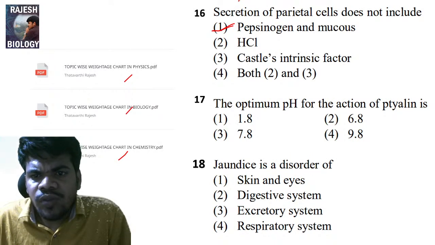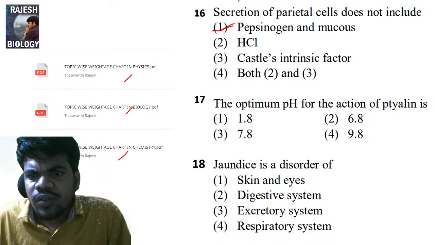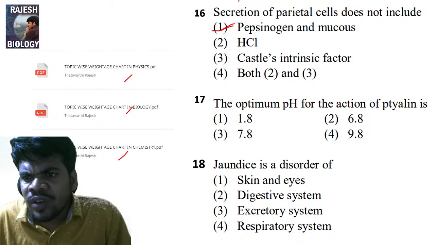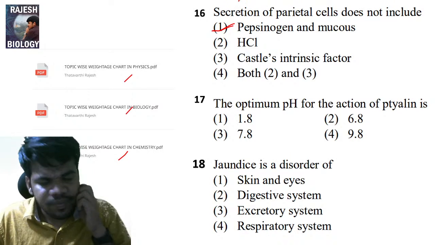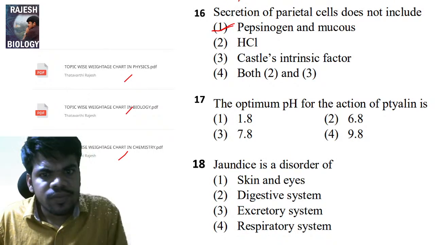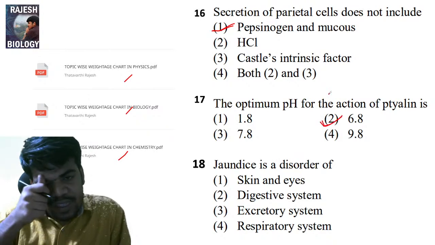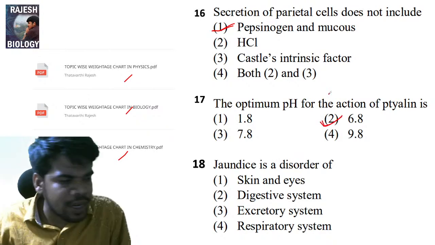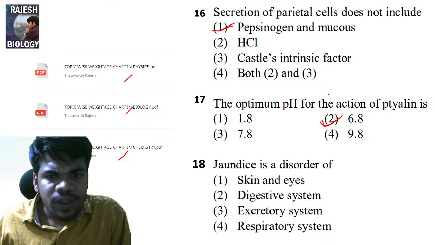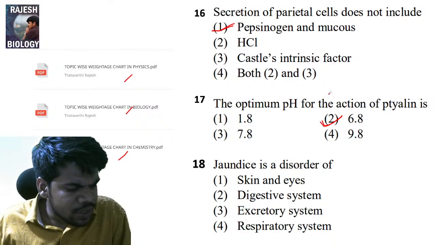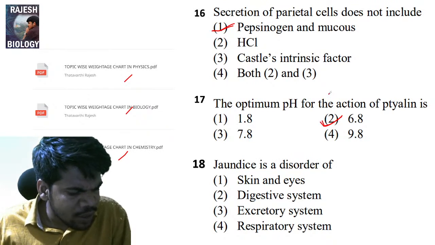The optimum pH for the activation of ptyalin, which is nothing but salivary amylase, is 6.8. Correct. And the 18th question. Yes, Chandrika and Gnaneshwari say option 1.